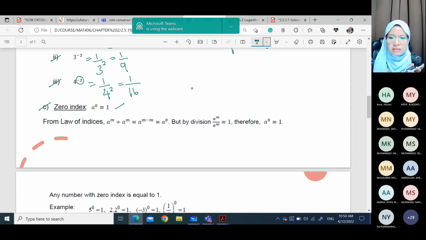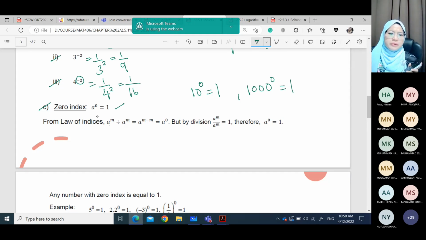Okay, contohnya 10. 10 to the power of 0, it is equals to 1. Okay, tak kira lah katakan you punya value tu besar. Let's say we have 1000 to the power of 0, it is equal to 1. Okay, so that's why sebab tu dia kata dekat sini, A, where A is any real number to the power of 0, it is equal to 1. Okay. Right? Ada soalan untuk ni? Zero index ni?